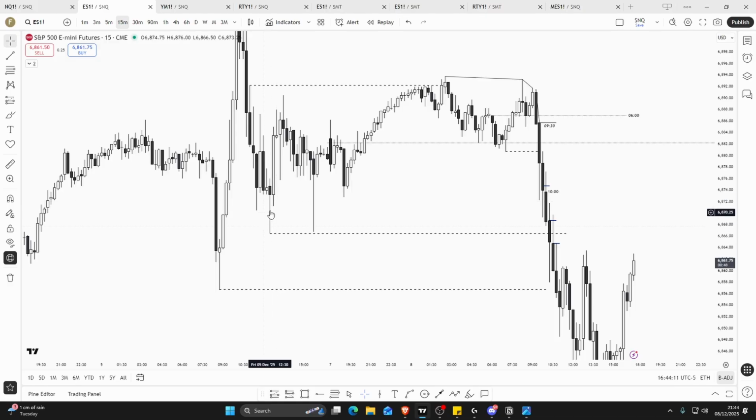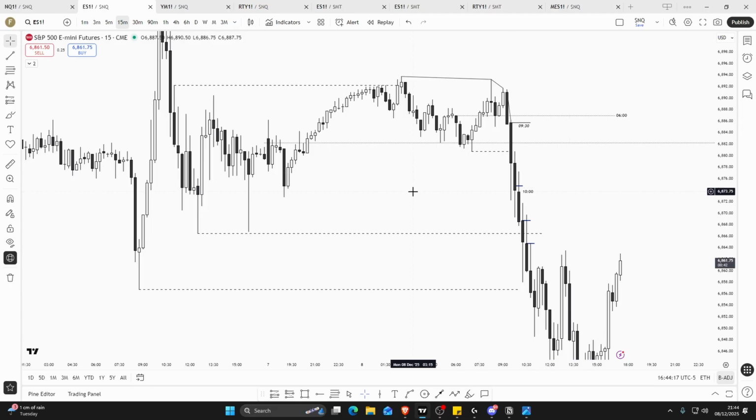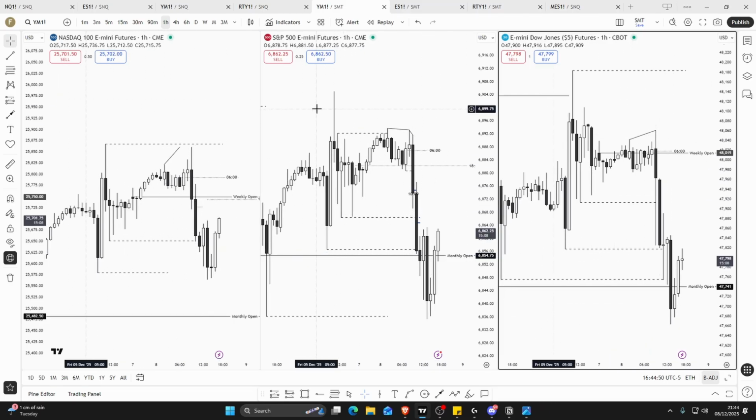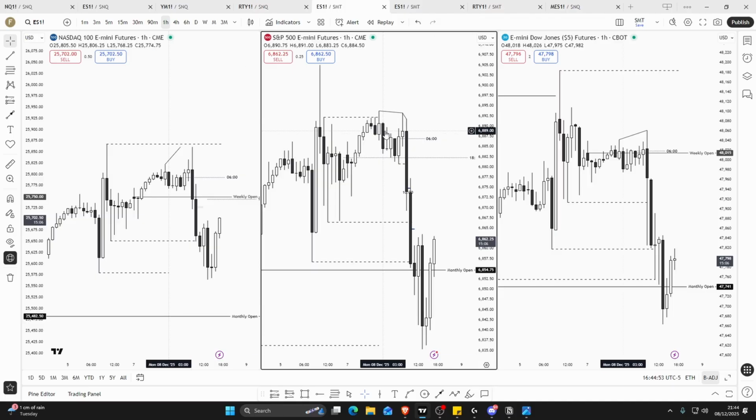I believe it was this one anyway. I think it was this one. It might have been this one. I'll see when I go down to the lower time frames, but ES was the weaker asset out of NQ and YM. So ES is more likely to get to these lows first before NQ. That's the reason that I was trading ES.